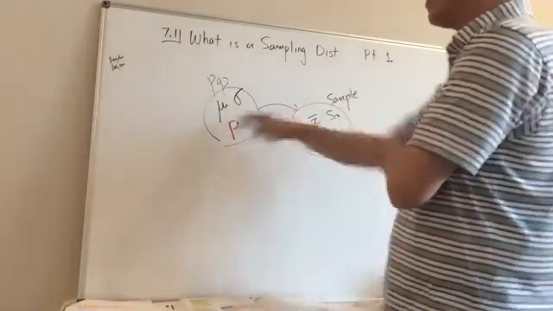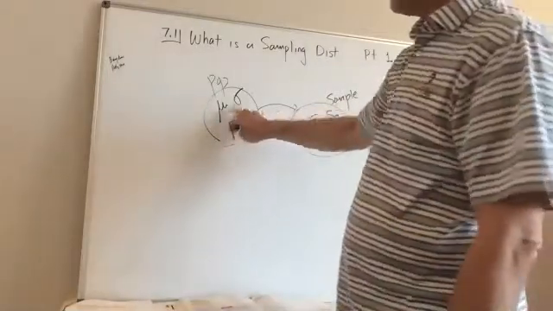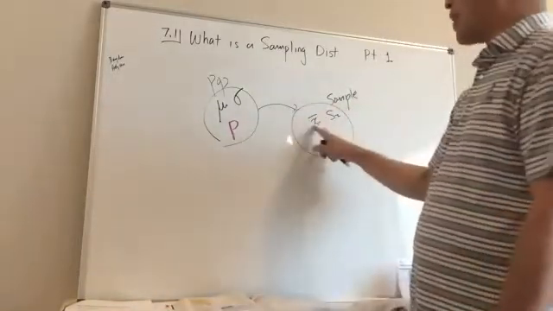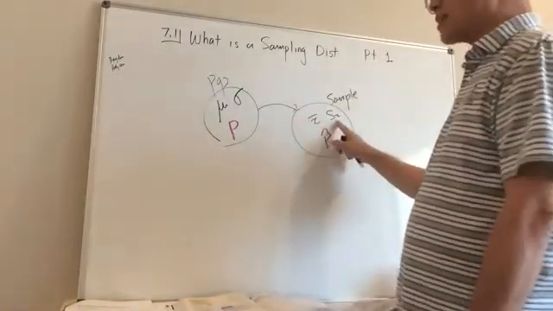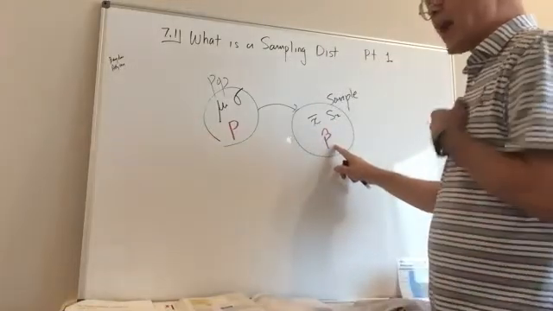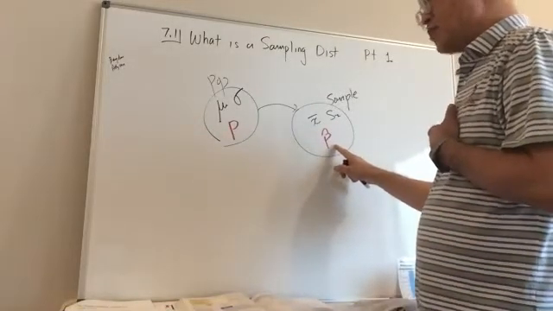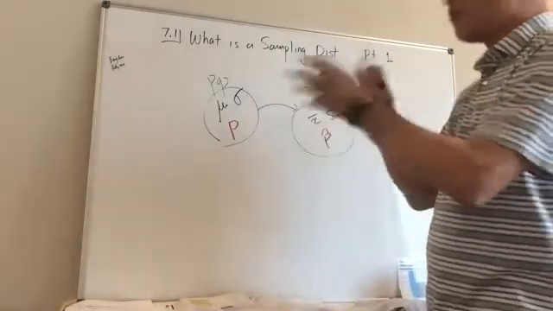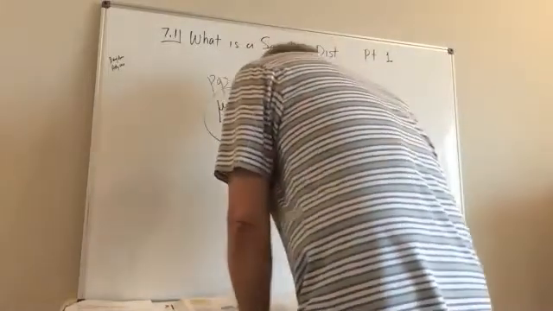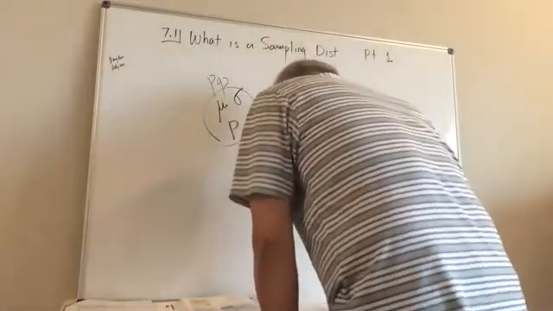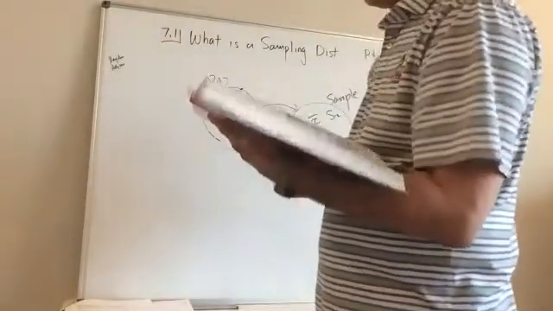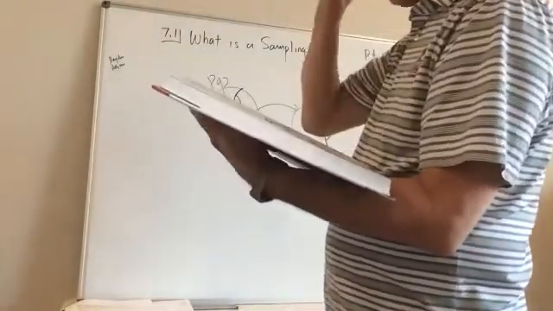So in the population, you have mu, sigma, and p, whereas in the sample, you're going to have x bar, s of x, and you're going to have p hat. So you have to get these things straight. You can't go back and forth with these. All right. Okay, so let's move on to page 443, and it says the idea of a sampling distribution.